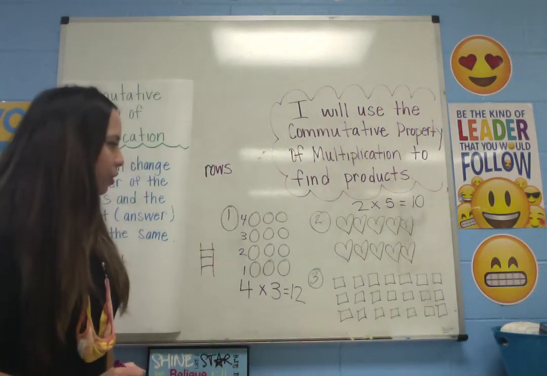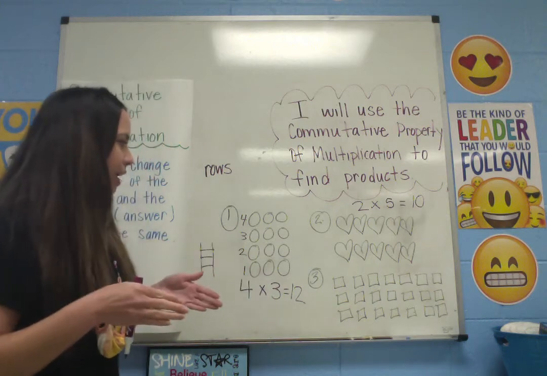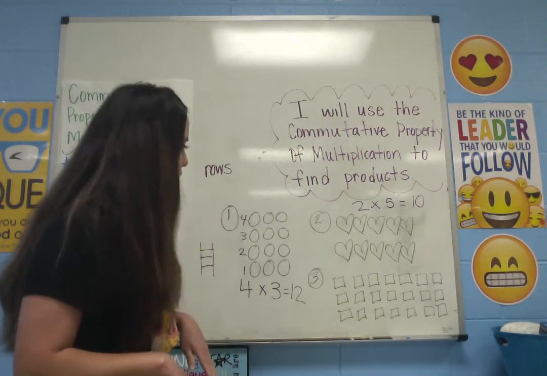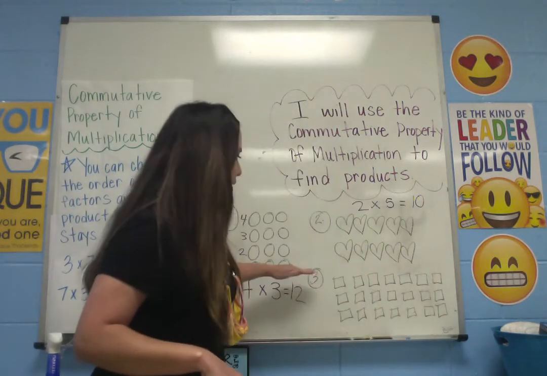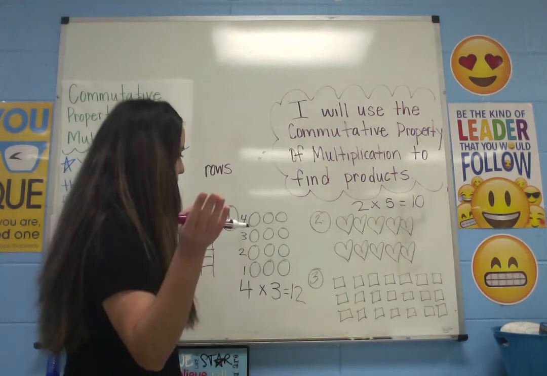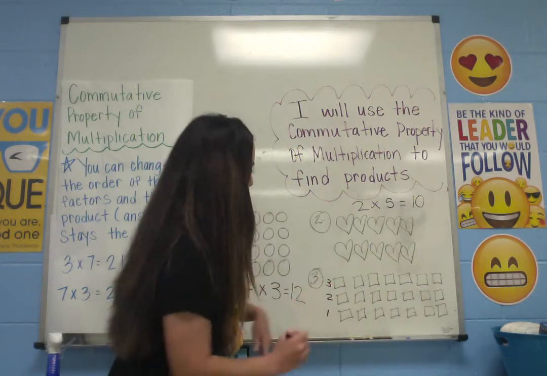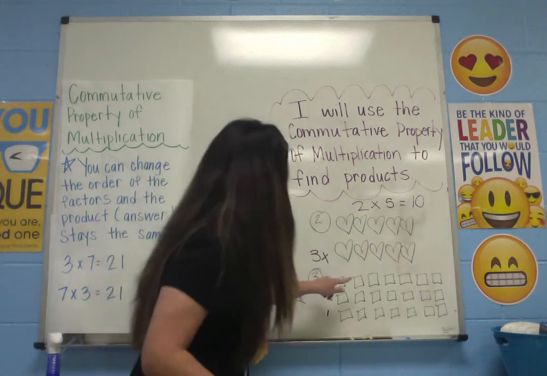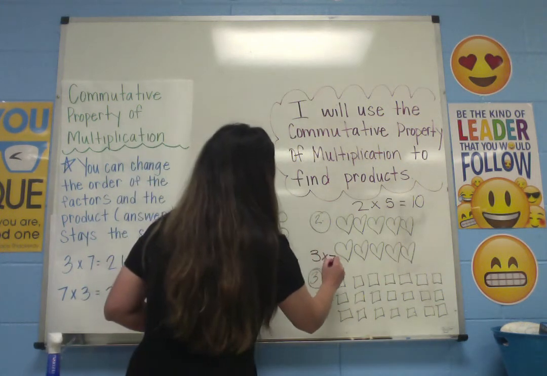Let's look at the last one. The first digit in your multiplication problem should represent the number of rows. So let's look at all of these squares. This is row 1, row 2, row 3. Again, I just always say go up the ladder. 1, 2, 3. So 3 rows of how many in each row? 1, 2, 3, 4, 5, 6, 7. So that's 3 times 7.